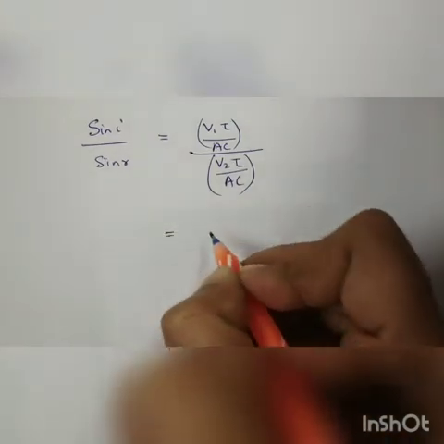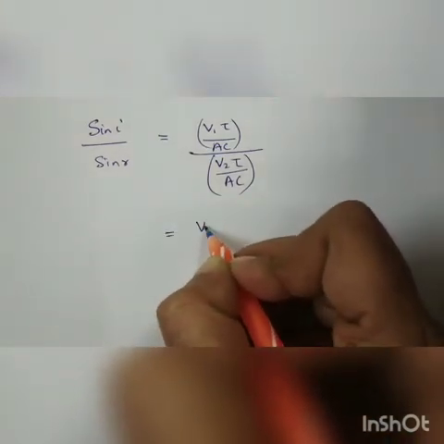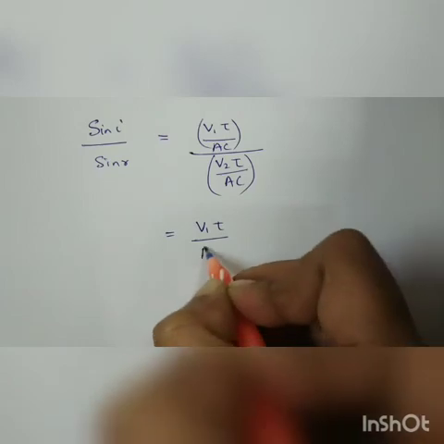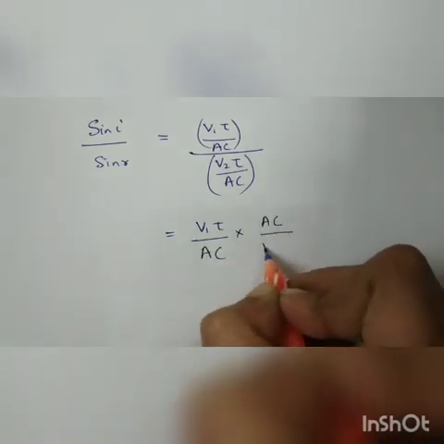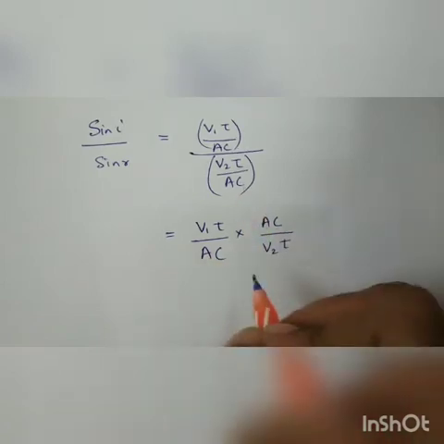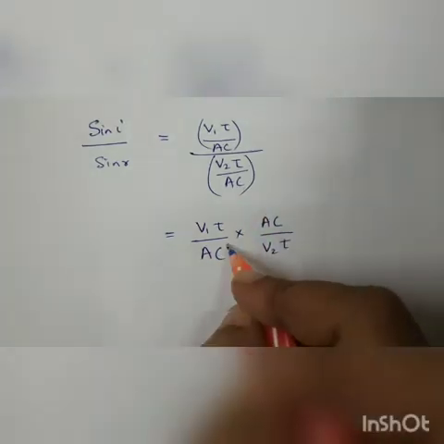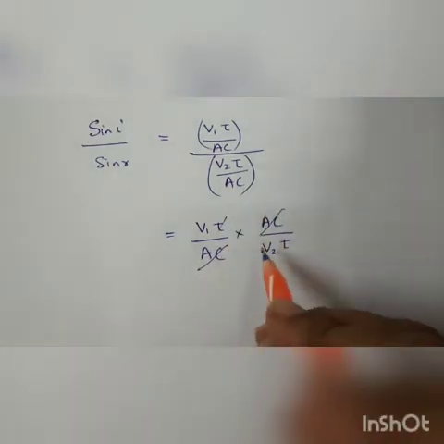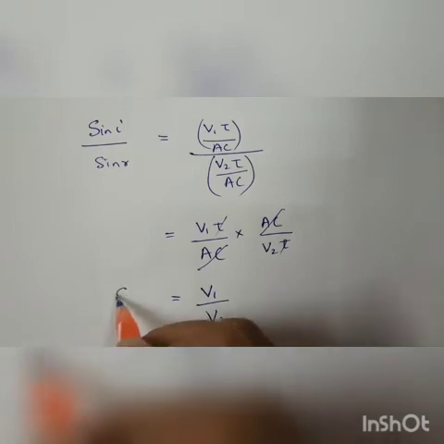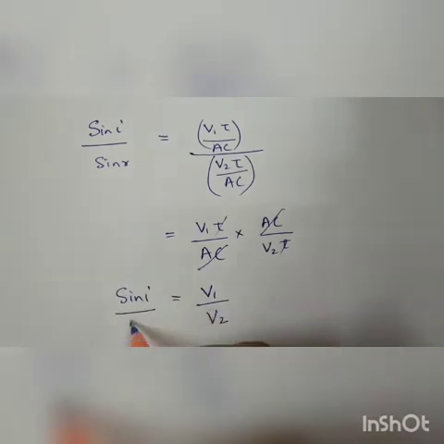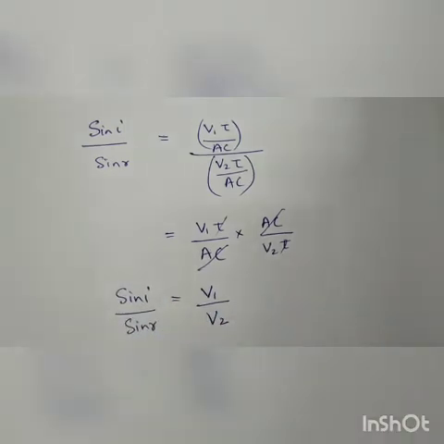Let us take the reciprocal and multiply: v1t by AC into AC by v2t. We are dividing fractions, taking the reciprocal and multiplying. Cancel the like terms. What is remaining? v1 by v2. So we get sin i by sin r is equal to v1 by v2.